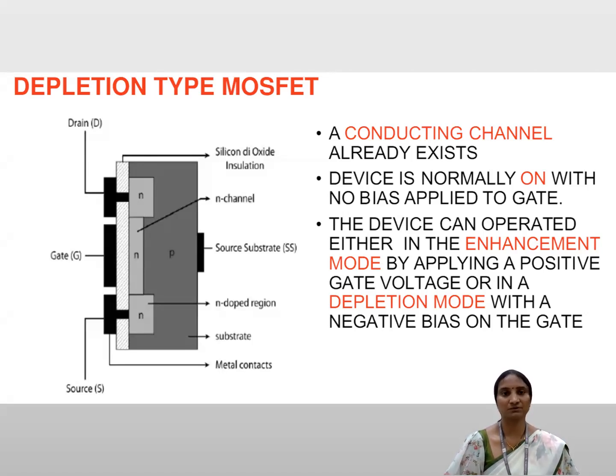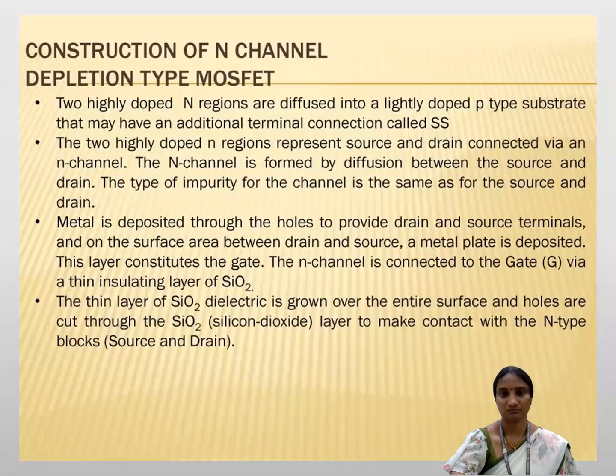Hence this depletion type MOSFET can be operated in two ways. It can be operated in enhancement mode and also in depletion mode. The differentiating thing is the VGS voltage. If VGS is applied with positive voltage, it can be operated under enhancement mode. If VGS is negative, it can be operated under depletion mode. The construction steps are quite similar.